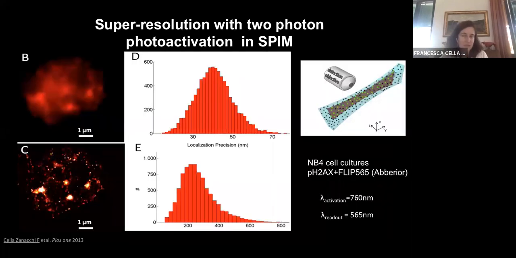So here you can see an example. Here there is an image of H2A, phospho H2AX labeled with the photoactivatable dye. In this case, we were using two photon photoactivation. So the photoactivation was performed using 760 nanometers instead of the visible light. Readout is still in the visible range, but the photoactivation was confined into the volume using two photon excitation.